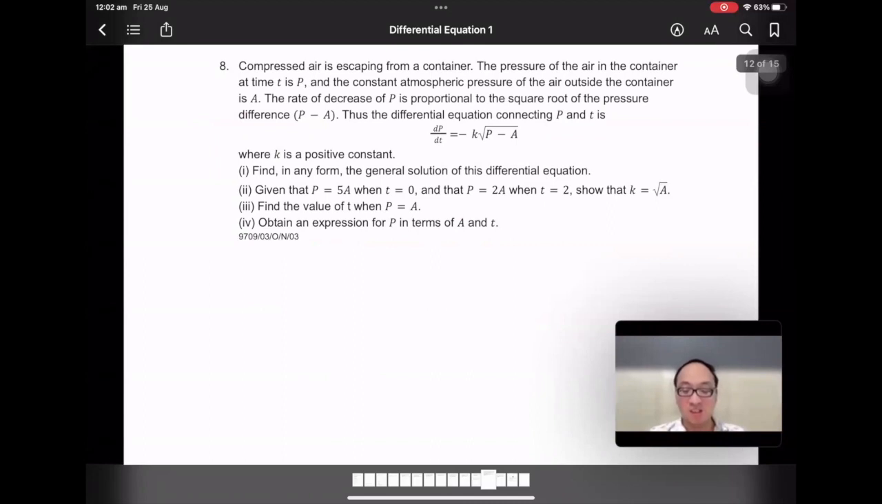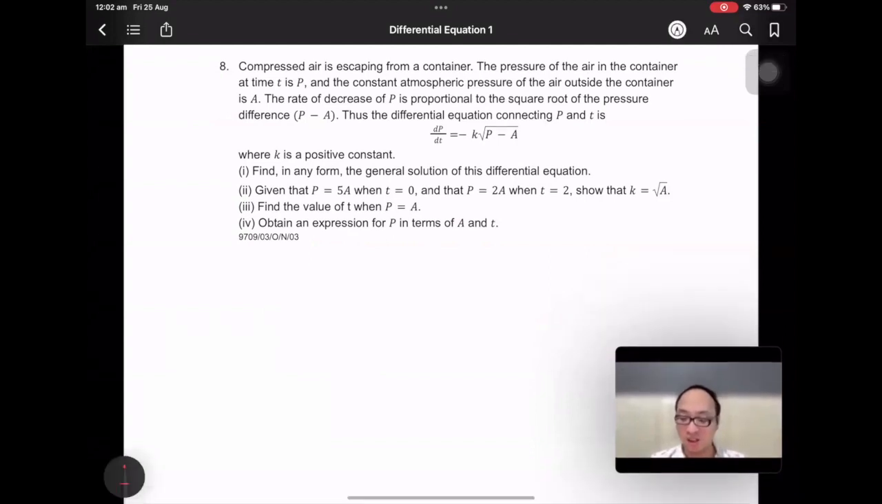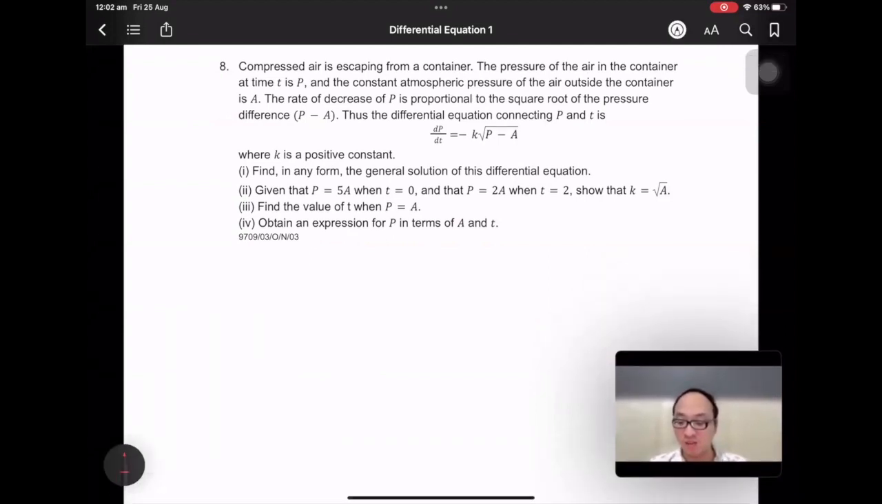Compressed air is escaping from a container. The pressure of the air in the container at time t is P, and the constant atmospheric pressure of the air outside the container is A. The rate of decrease of P is proportional to the square root of the pressure difference. Thus the differential equation connecting P and t is this one, where k is a positive constant. Find in any form the general solution of this differential equation.